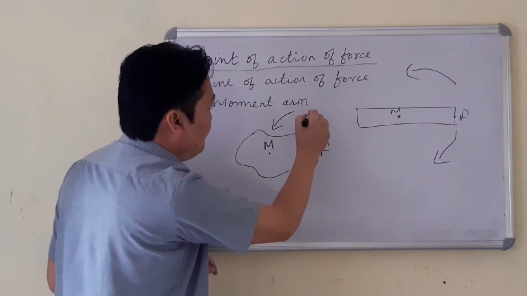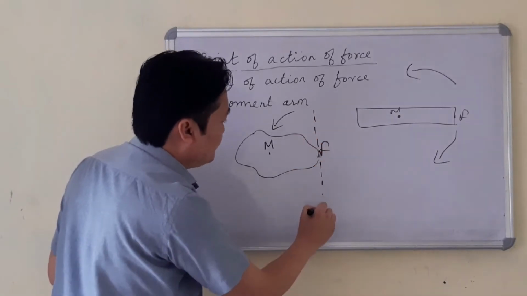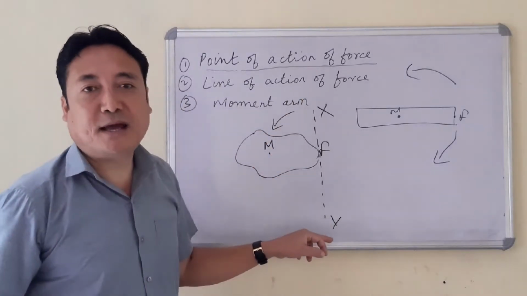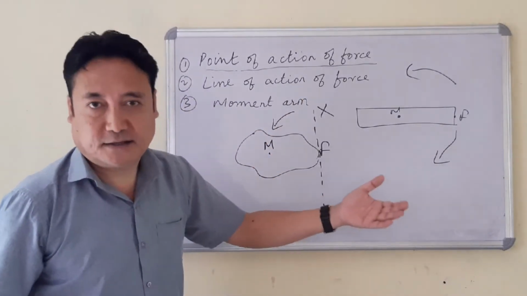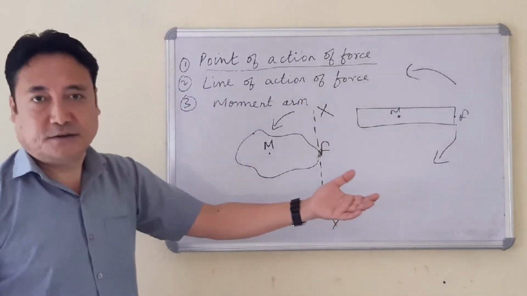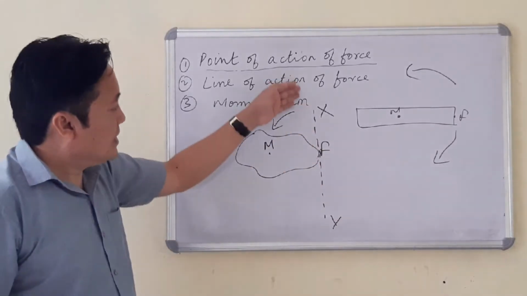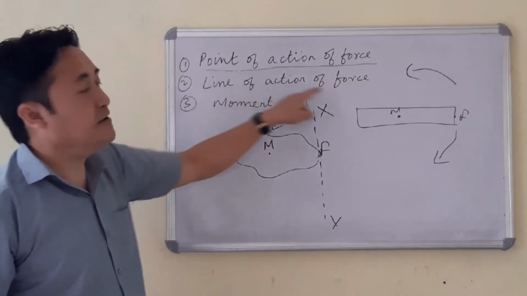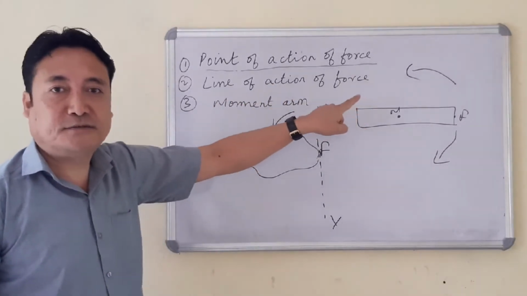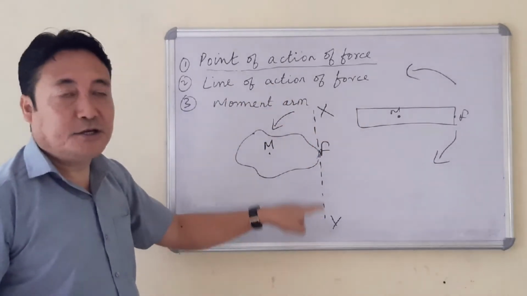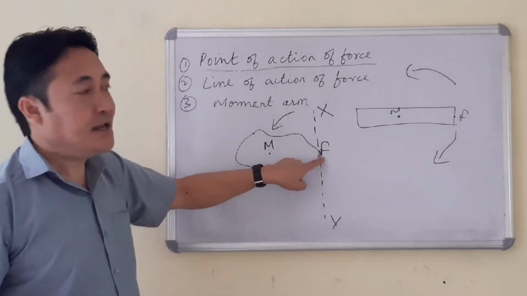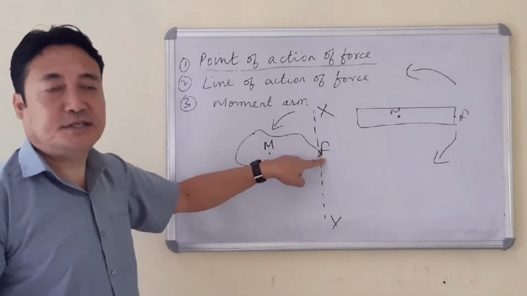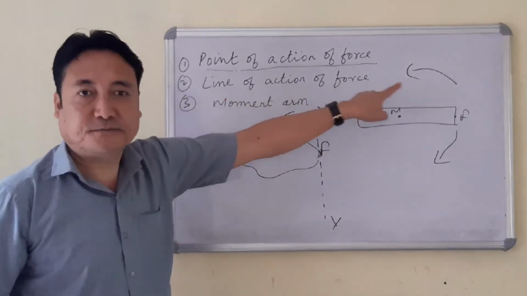Now from this point F, I draw an imaginary line, a straight line, and I mark it X and Y. This XY is an imaginary line. Imaginary means not real, it is fictitious. So XY is the imaginary line, and this line is known as the line of action of force. So what is the line of action of force? An imaginary line drawn from the point of action of force is called the line of action of force.